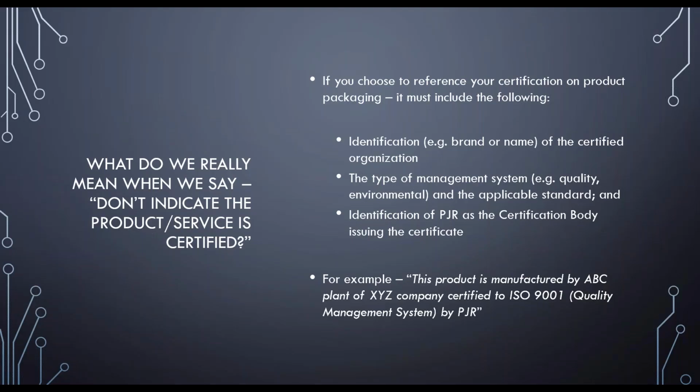If you choose to reference your certification on product packaging, that reference needs to include the name of the certified organization, the type of management system certification, and it has to identify PJR as the certification body. So for example, this product is manufactured by ABC plant of XYZ company, certified to ISO 9001 by PJR. So that's a lot of detail that has to be provided. So with product packaging, again, your best bet is just not to reference the certification at all.